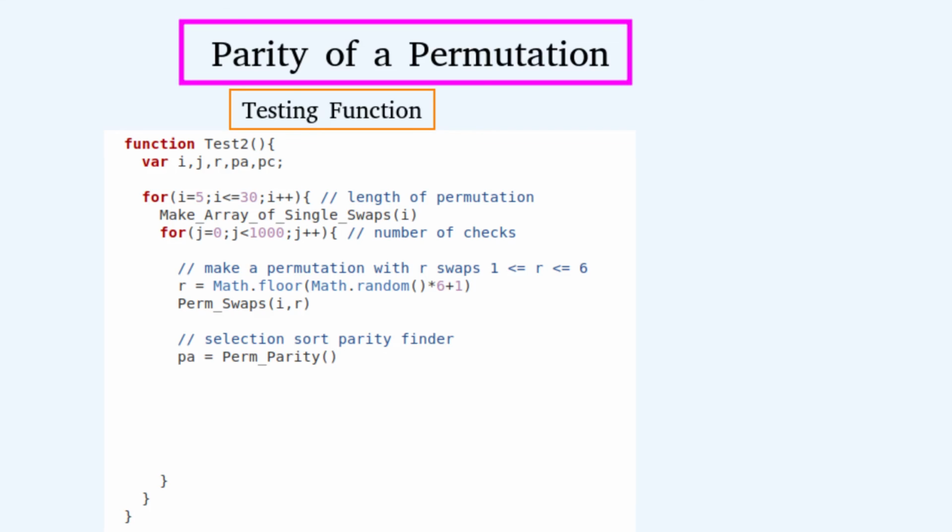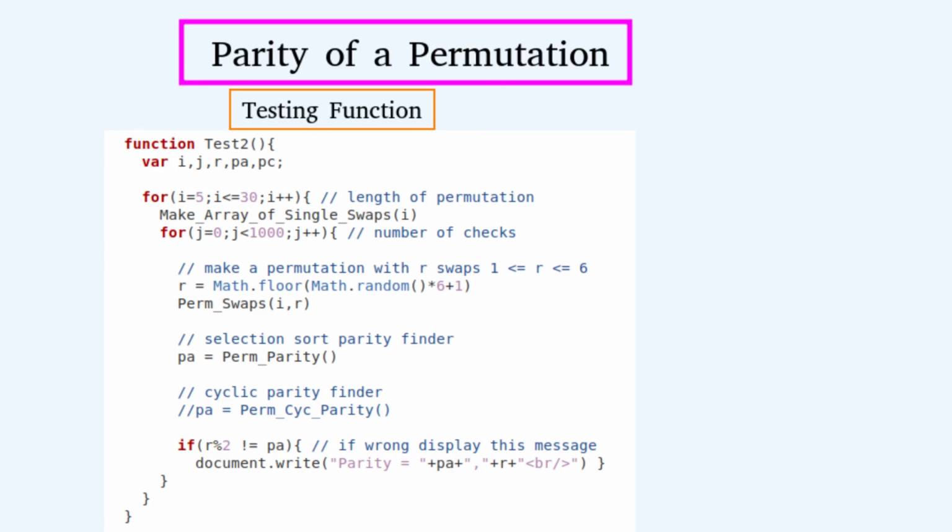We'll then get the parity using the selection sort method. We could also use the parity function using the cyclic method. I've commented it out, but could easily reinsert it and comment the other parity function out. Then we can compare the parity to the number of swaps we use to create the permutation, and then if they're different, we'll print out an error message.